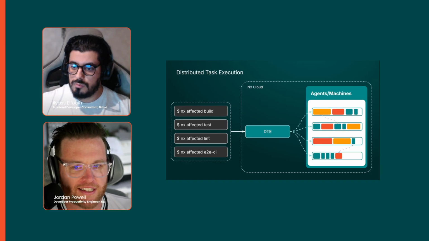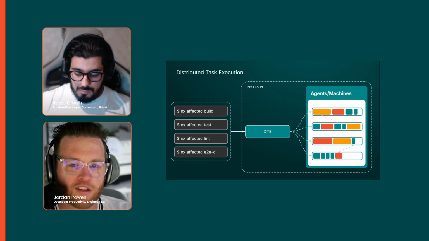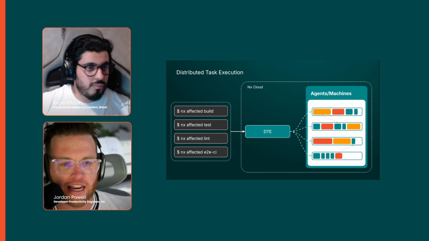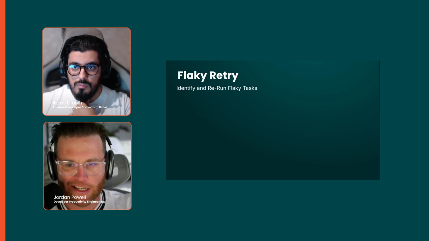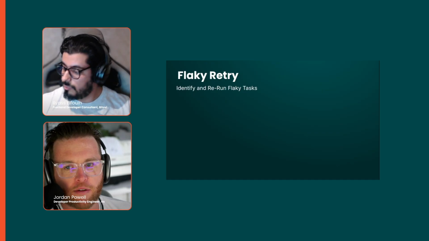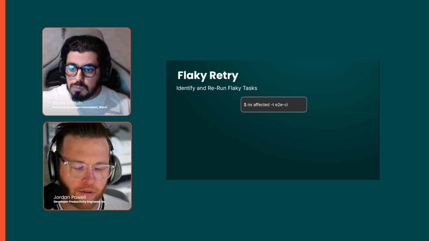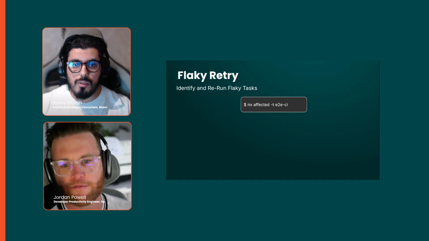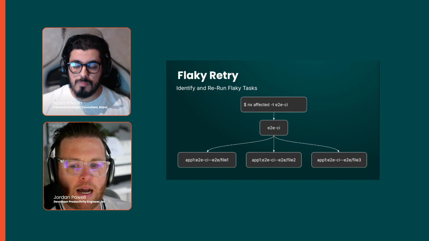So we see pretty significant speed improvements when you mix DTE with Nx Cloud and Nx caching. And then an additional feature to that is flaky retries. Often as we're thinking about end-to-end tests, we realize that a lot of these tests can become flaky, right?